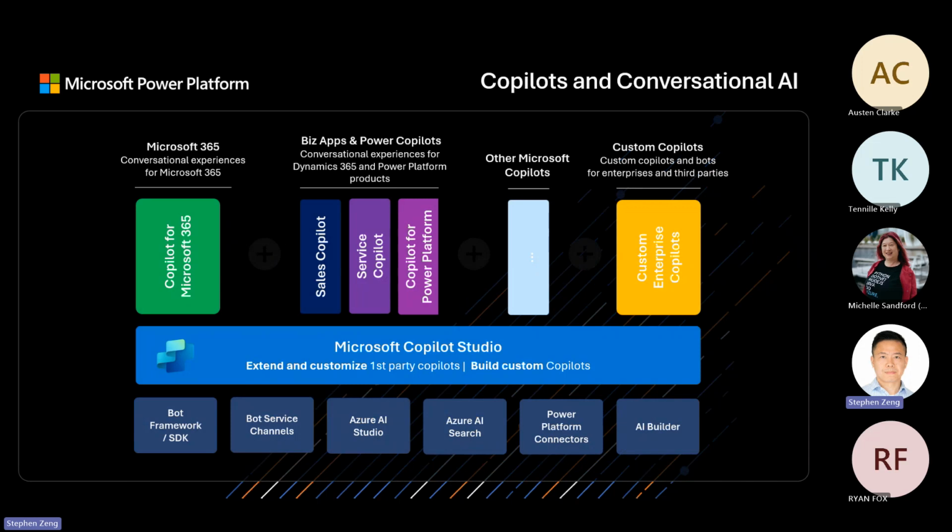So let's have a look at the diagram again, from the higher level perspective. On the first level, you can see there are Copilots for Microsoft 365, Sales Copilot and a Copilot for Power Platform. So those are first-party Copilots from Microsoft, right? And you can build your own Copilots and or extend the Copilots. And it's all powered by Microsoft Copilot Studio.